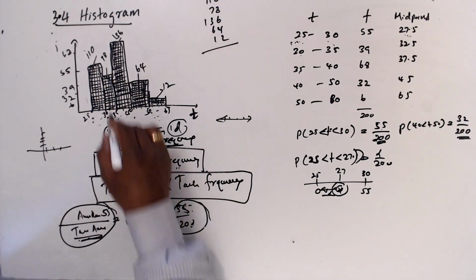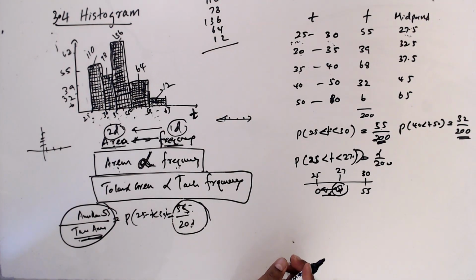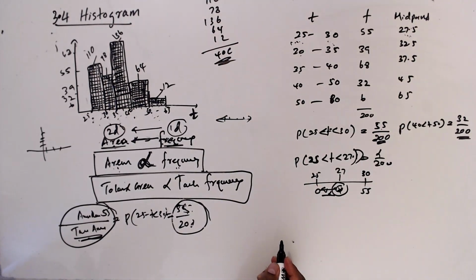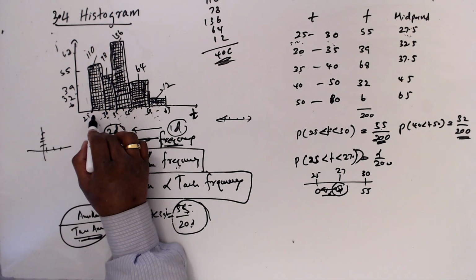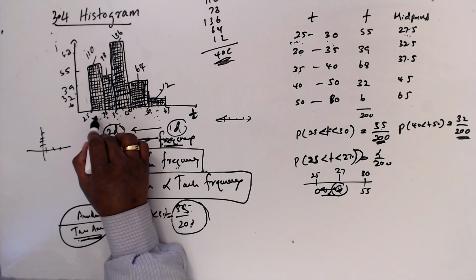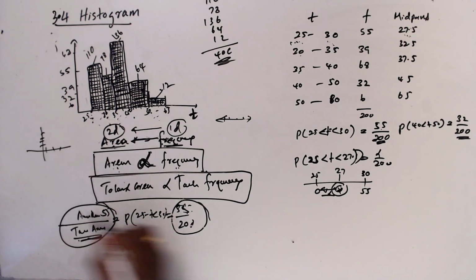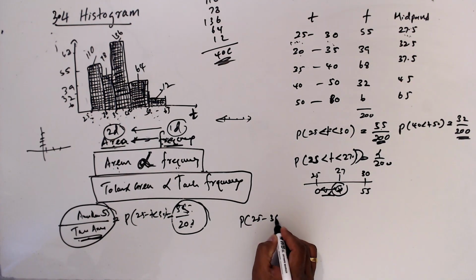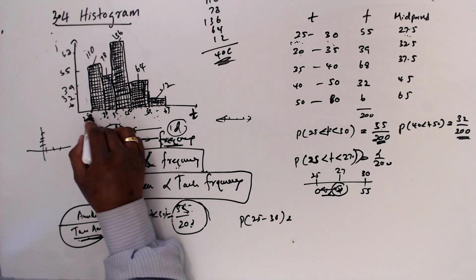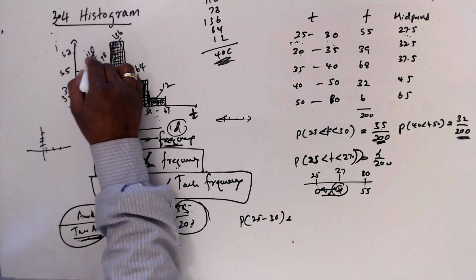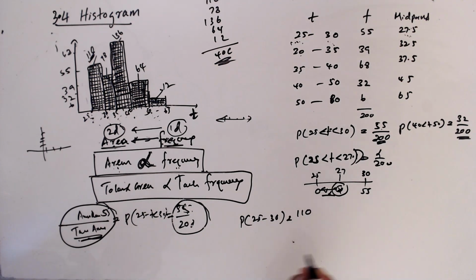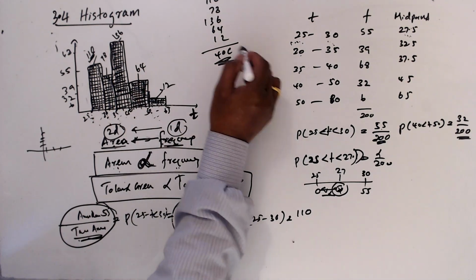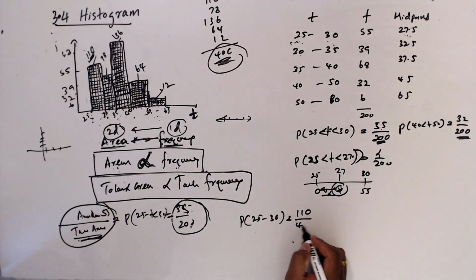I need to find the total number of boxes. So there are 400 boxes. Now I want to find the probability of 25 to 30. For 25 to 30, how many boxes are there? 110. And the total number of boxes? 400. That's how we need to find it.